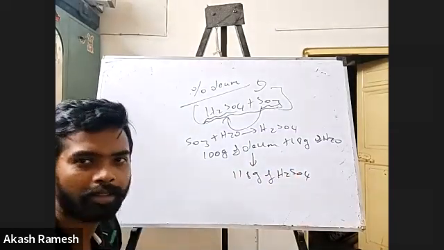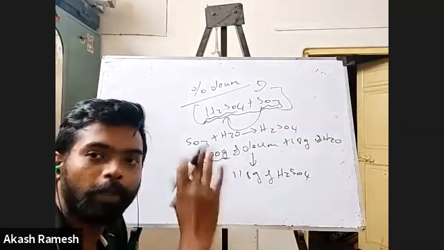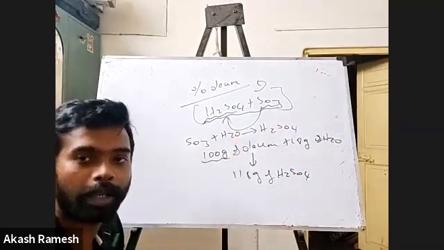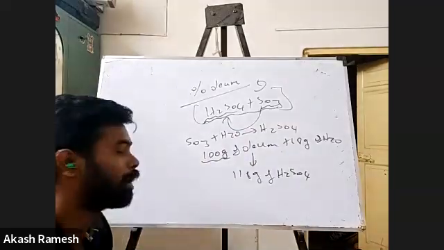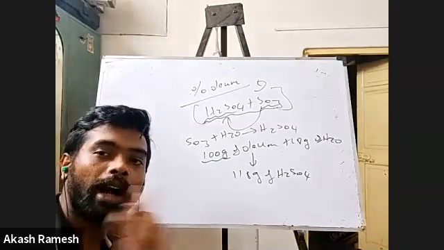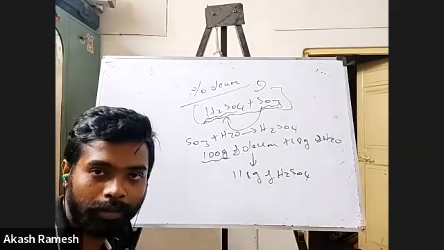Does it make any sense? Yes, it will make sense. Now, in this 100 grams, I don't know how much would have been H2SO4 and how much would have been SO3. The total is 100 grams, right? Now, if I add water to that, whatever is the amount of SO3 would have gotten converted to H2SO4, right?